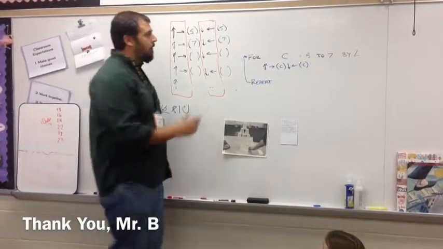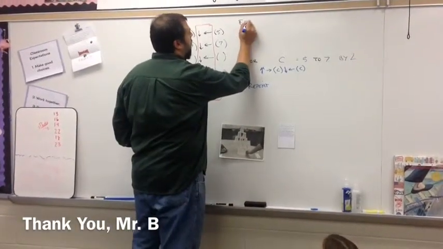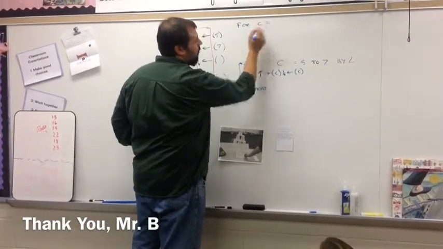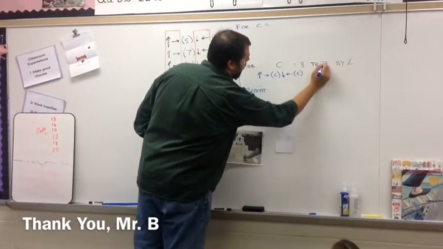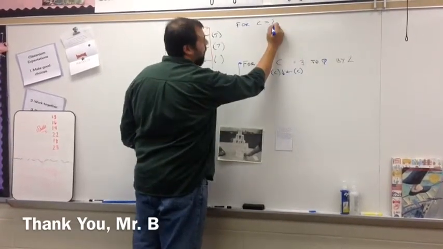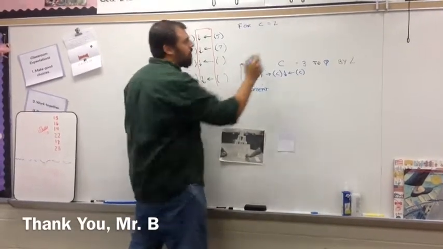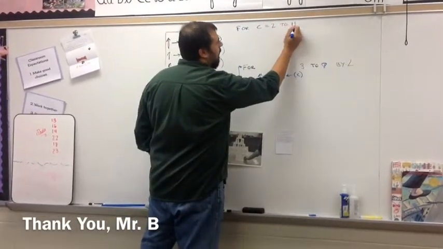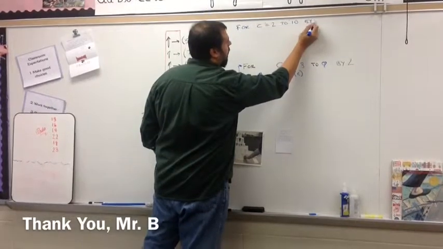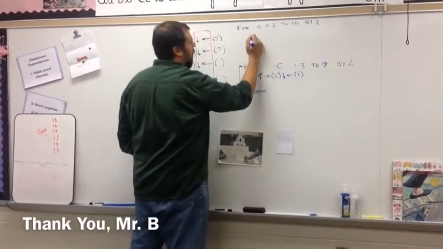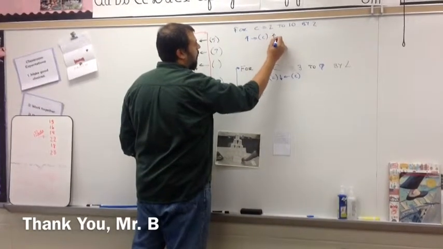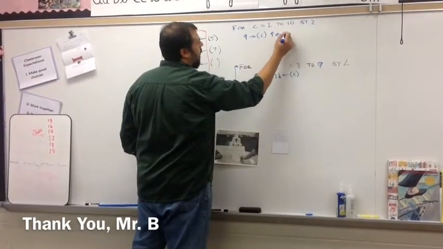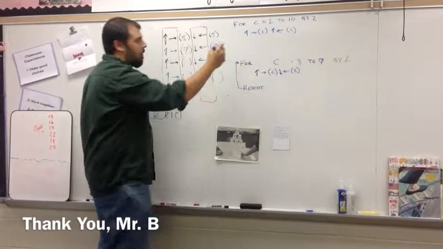Okay, so then above this we have for C equals, let's do that one, we did 3 to 9, right? For the second round. Mm-hmm. For this we would have, what was it? For C equals 2 to 10 by 2. Up over C, up over C. And then now repeat.